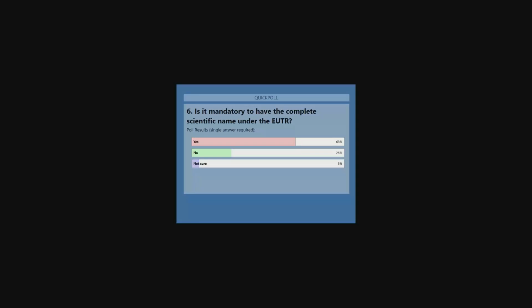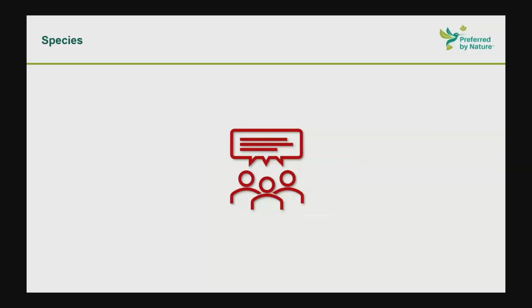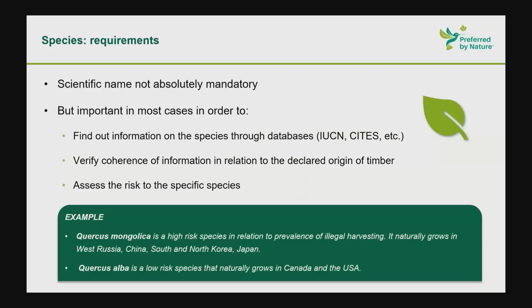68% of you consider that it is completely mandatory to have the complete scientific name of species under the EUTR. Let's dive into this. So in practice, it is not absolutely mandatory. It is mandatory only when there can be confusion with the common name, which is true that it is in most of the cases. Well, we have this Quercus example. It's quite obvious that oak species are plentiful, and if you're just saying you're importing oak, it does not give you a level of detail that is enough, right?